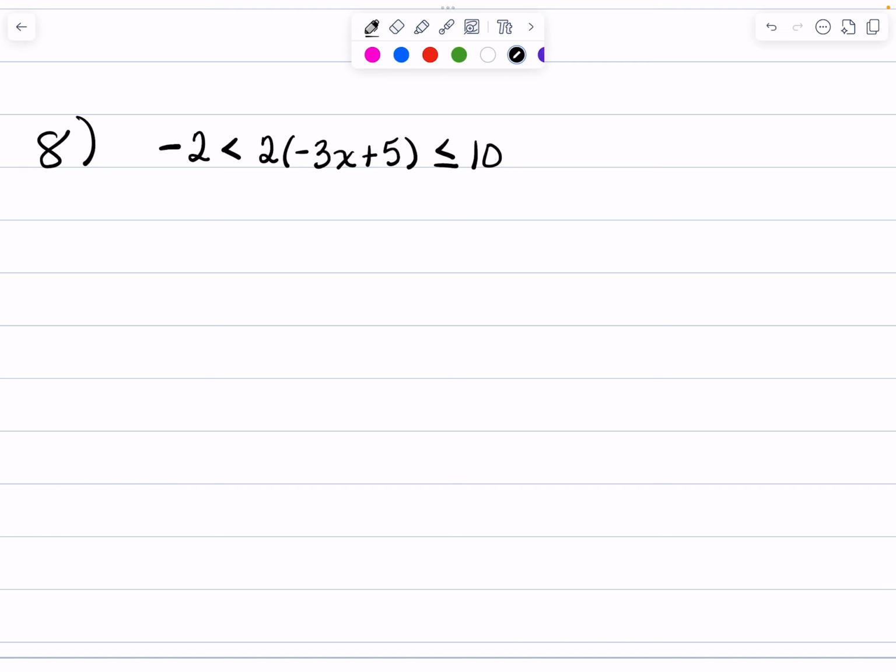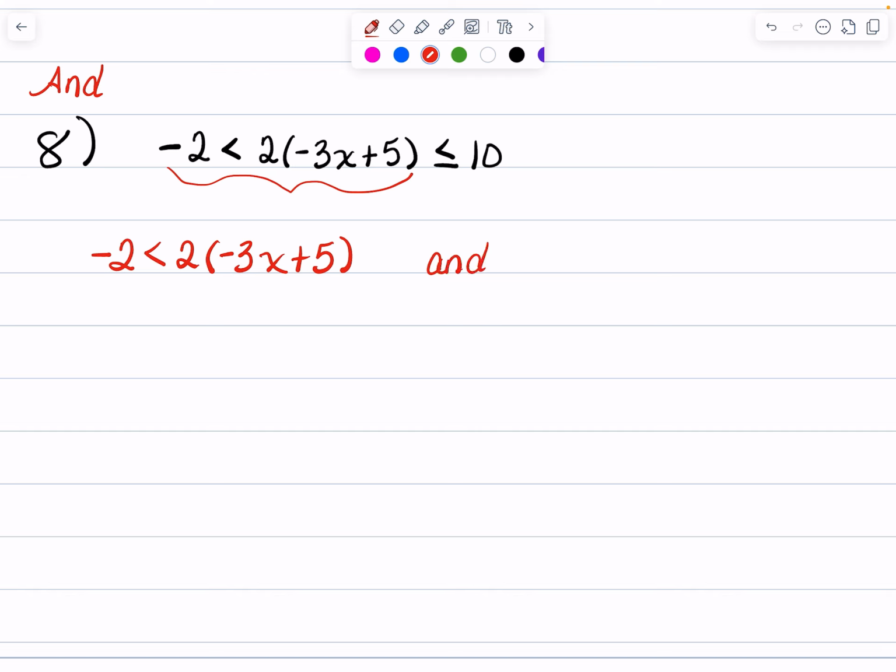Here we go. So this is an AND. So I have, that would be my first equation. So negative 2 is less than 2 times negative 3x plus 5. And my second equation starts right after that first inequality. And then that's 2 times negative 3x plus 5 is less than or equal to 10.